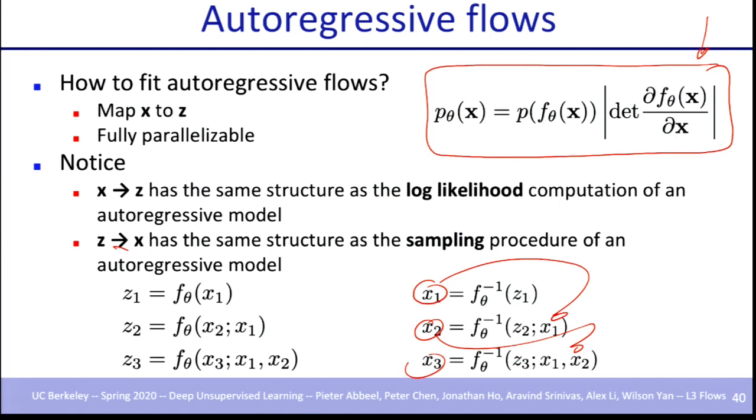Question over there. When we do this training, you're saying we can do it in parallel, but does that mean that we have to sample x1 when we're trying to train for x2 as well? Like, how do we get that second term in the conditional?